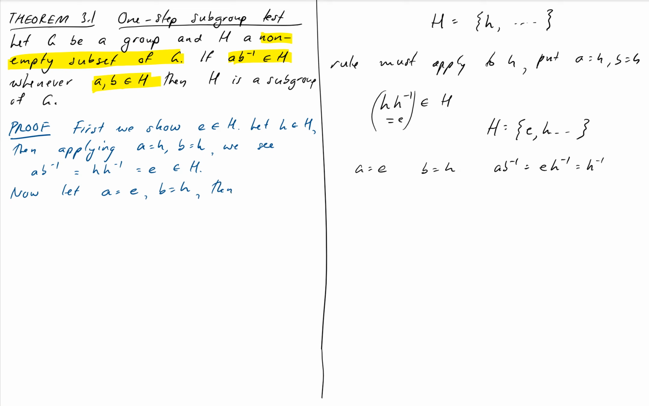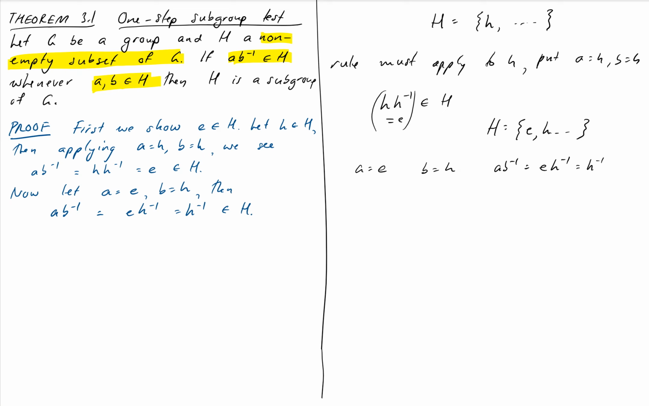Then A B inverse equals, sorry, E H inverse equals H inverse, which must be a member of H. So if H is a member of our capital H, then it follows that its inverse must also be a member. And this doesn't preclude the set just being the identity, because that could be the H that we took. Okay, so we've done closure under inverses.